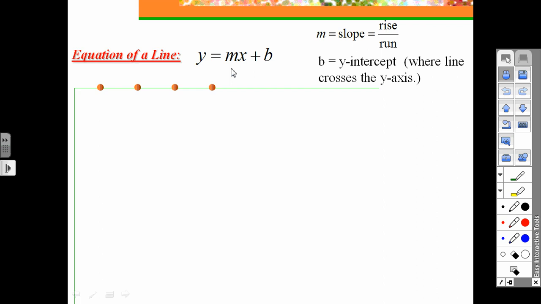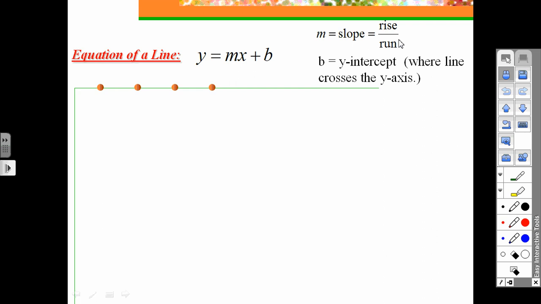where aside from your x and your y, which are your variables for your equation, we have two parameters, m and b. And m, if you recall, represents the slope of your line, which is really telling you how steep it is and in which direction it is going. Is it going up to the right or is it going up to the left? So positive versus negative slope.